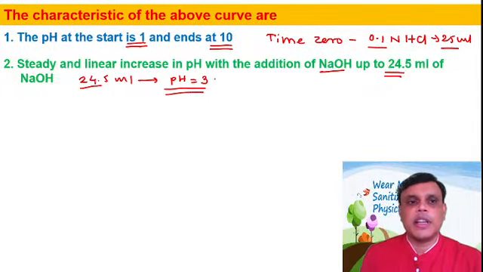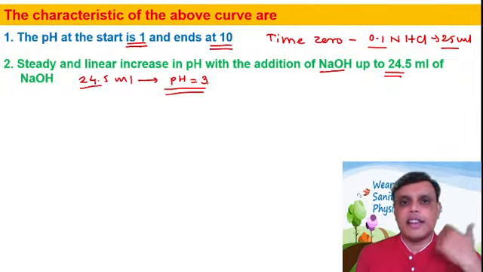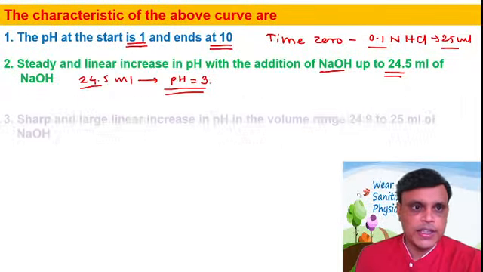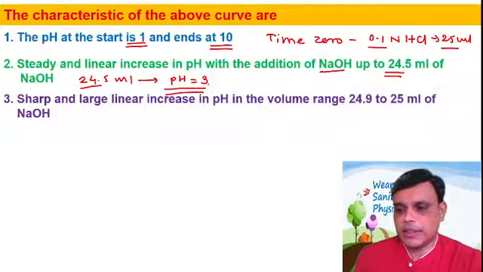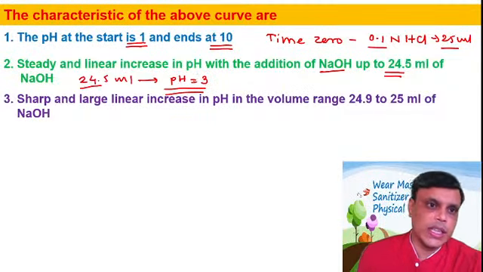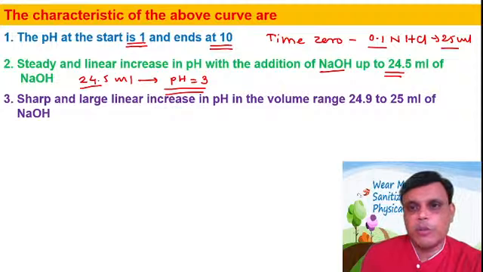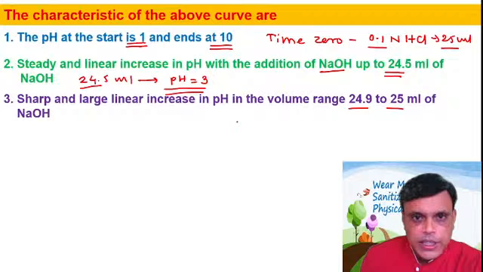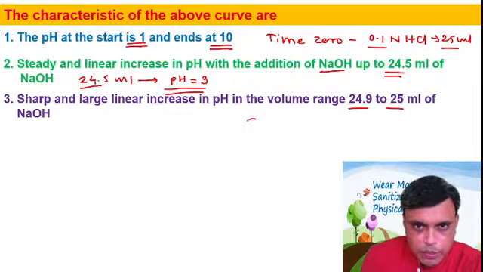Okay, so this is your second point. There is a steady and linear increase in the pH as we go on adding the NaOH solution to the conical flask. Then point number 3. Sharp and large increase in the pH in the volume range 24.9 to 25 ml.